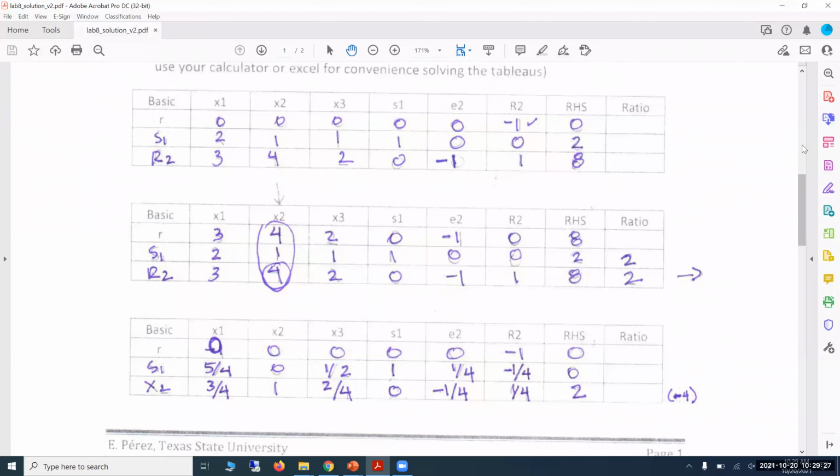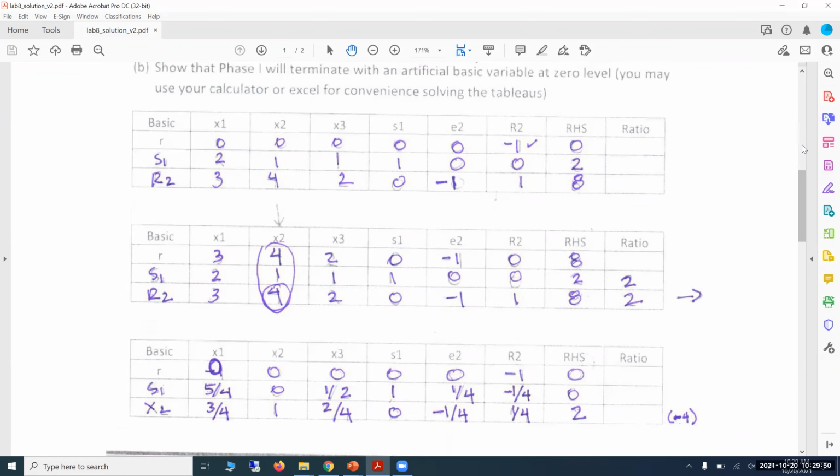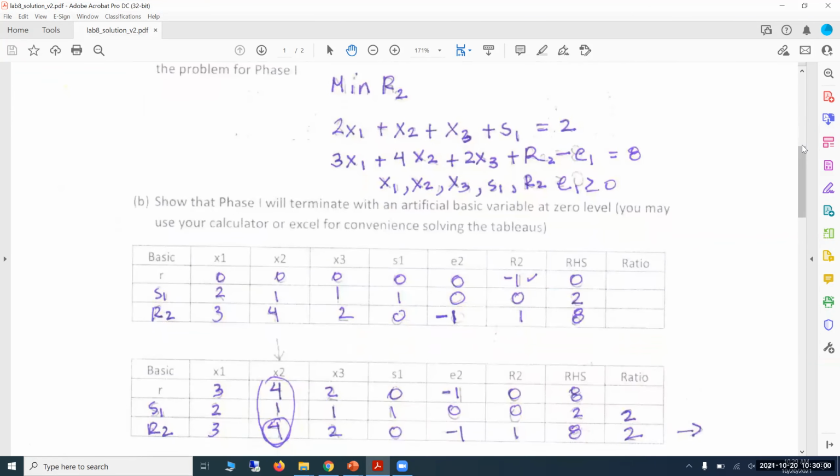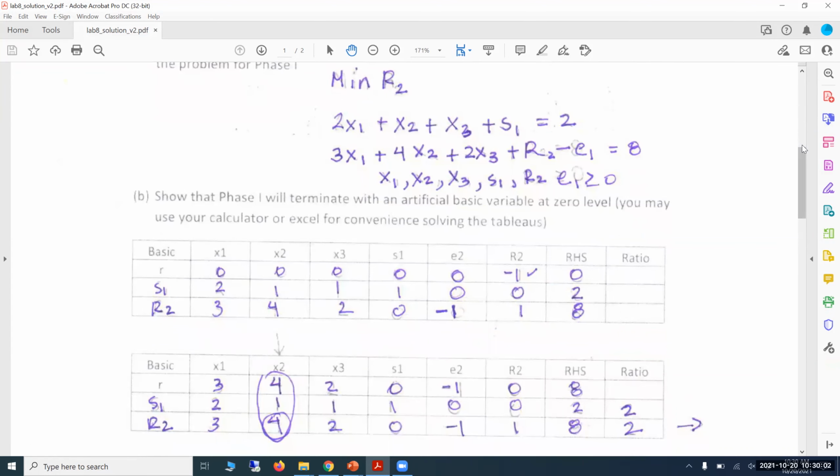So what you need to remember is, for the two-phase method, for phase 1, you formulate your phase 1 by first setting up the problem into equation form, adding the artificial variable, and making sure that you have the right objective function for phase 1. Once you have that, you set up your table. This is the initial table. Now you have to check if this table is consistent.